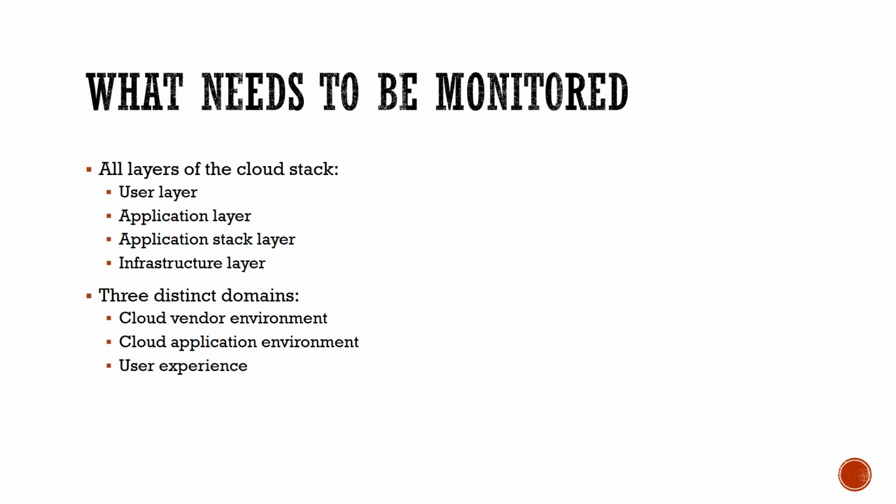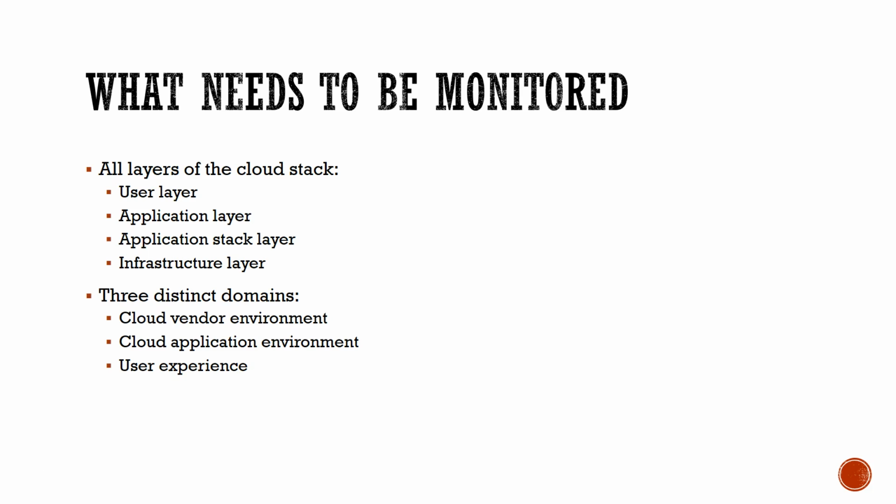As we talked about in the previous chapter, there are 4 layers of a cloud stack: the user layer, application layer, application stack layer, and the infrastructure layer. Each one of those layers will have its own set of requirements for monitoring. And so it is important to understand the functions of each layer and how each layer communicates with the layer below it or above it. And that can be an important window into how we can monitor the security and all other performance, all other aspects of a cloud environment.